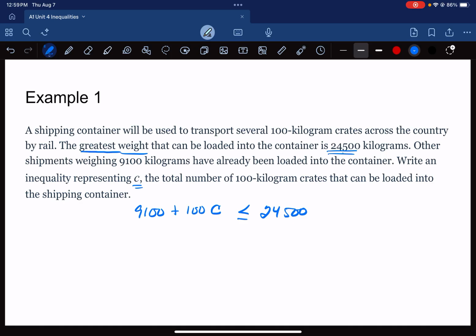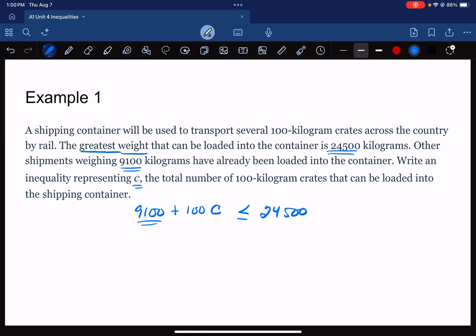So I found the maximum, the greatest weight in this case. That's what we were going to set our expression less than or equal to or greater than or equal to. And then our expression was the amount of weight on the ship, which started at 9,100 kilograms. That's where this number came from. And then we're adding crates. We don't know how many we're going to add, but every time we add a crate, it goes up by 100. So plus 100 for every C.